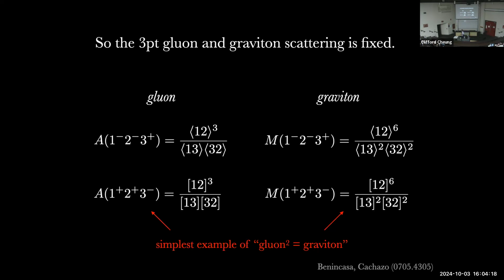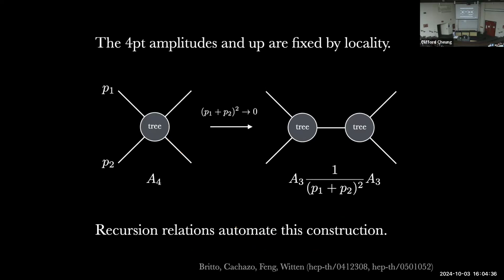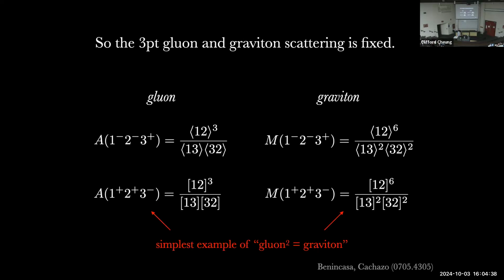Okay, that's the first observation of a general fact, which actually applies at any number of point scattering, which I'm going to call gluon squared equals graviton, which is also sometimes called the double copy, which is the statement that two copies of gluons, that is to say the square of gluons, is equal to graviton. We'll return to that with a vengeance a bit later. Okay, now, the overarching point here is that we know the three-particle amplitudes with no worry. It's fixed by Lorentz invariance.